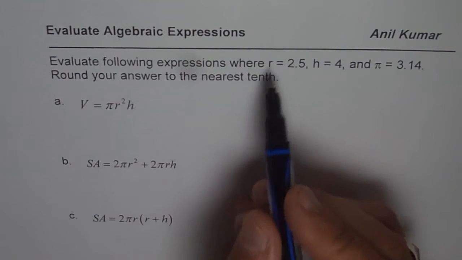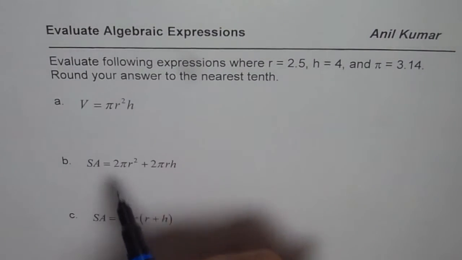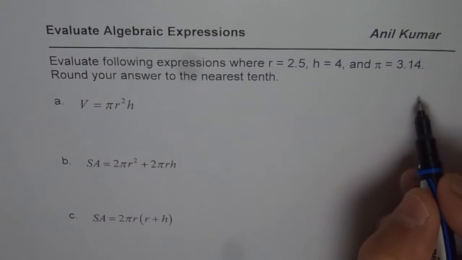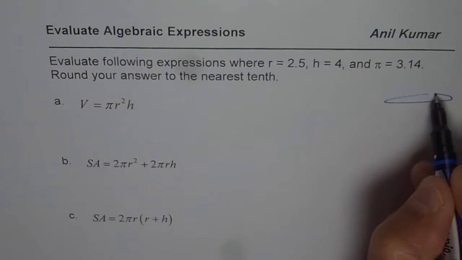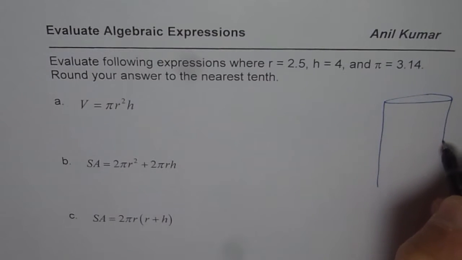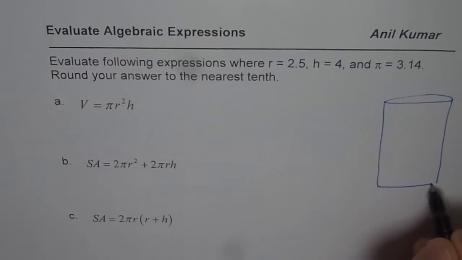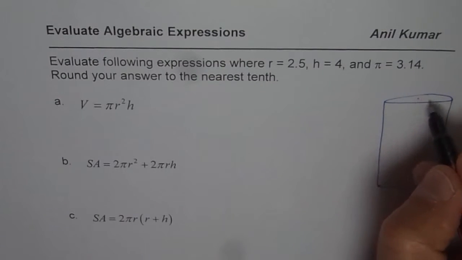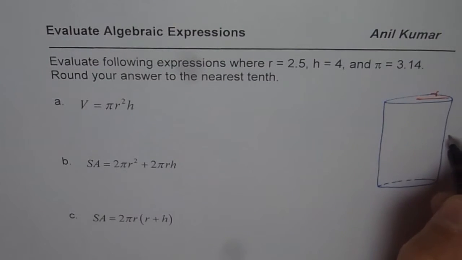So here, first you should understand all these formulas are relating to what? Can you tell me? We have pi r square, which is a circle, and then the height of a cylinder, right? So what we are dealing with is basically a cylinder. In this cylinder we have a radius which is r and the height of the cylinder is h. So that is what is given to us.